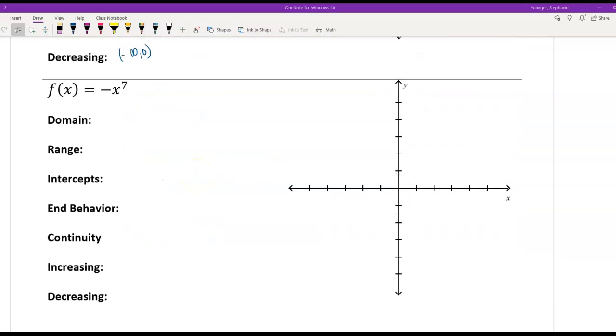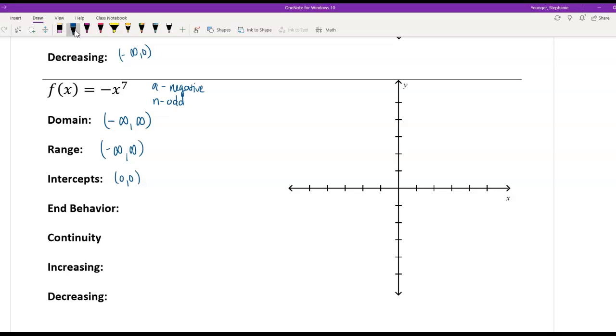Now we have A is negative, and N is odd. So based on the information that we gathered, we know that my domain is going to be negative infinity to 0. My range, why did I say 0? Negative infinity to infinity, because it's that cubic shape. My range is the same, negative infinity to infinity. My intercepts, I'm just going to have the one at 0, 0.